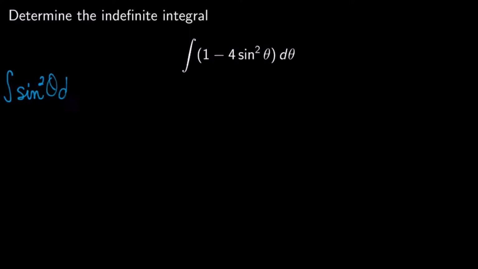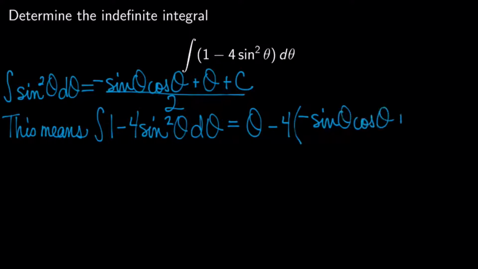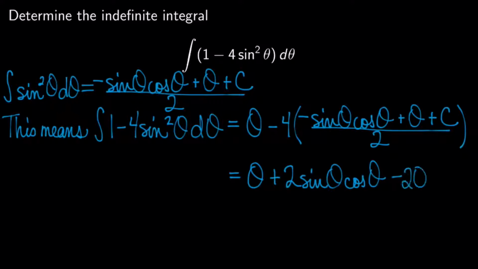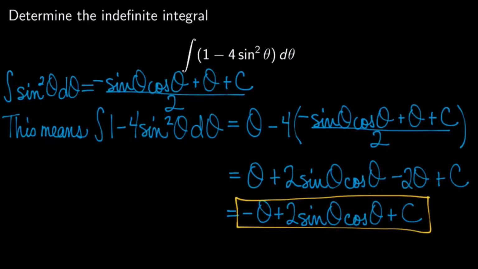So what does this mean for the problem above? Here's what I got on the previous slide. And what this means is that the integral of 1 minus 4 times sine squared theta d theta is equal to the antiderivative of 1 minus 4 times the answer that I got. And by doing some basic algebra and simplifying, the 4 over 2 is 2, and I cancel the negatives and distribute the negative to the theta. What I wind up getting for my very final answer is minus theta plus 2 sine theta cos theta plus c. That is method number 1.